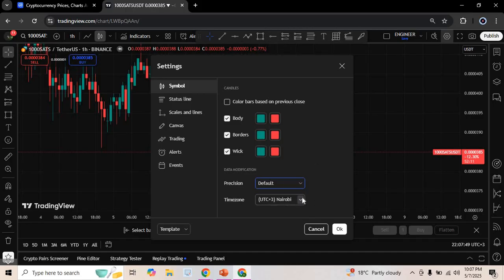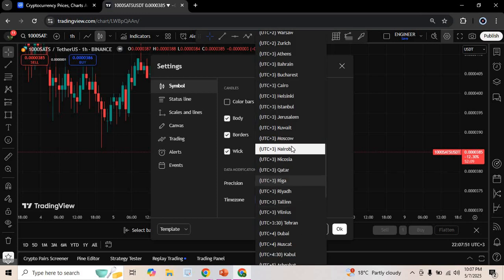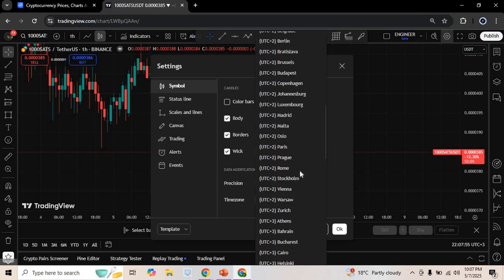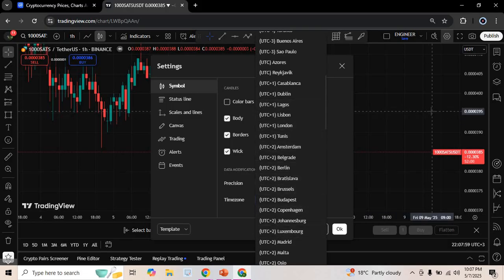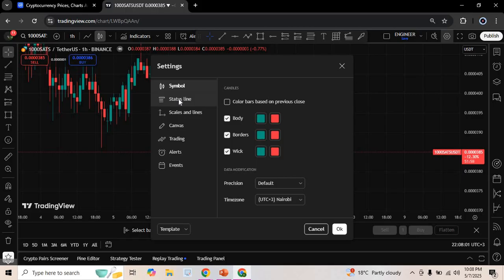Time zone, same thing. This is where you come and choose your time zone. In our case, right here, we're in Nairobi, UTC +3, so come and choose that. If you've moved to another country, maybe Berlin, you can come and change that from that point right here.